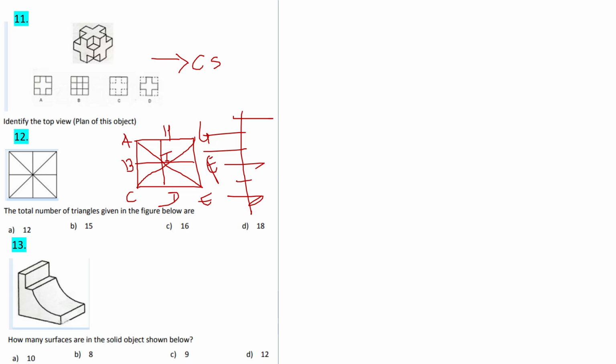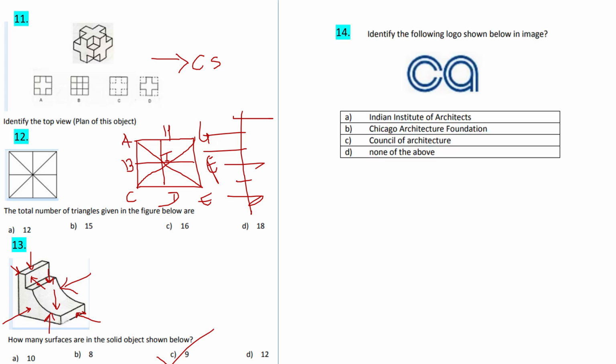If we look at this surface, we have 1, then from here 2, 3, 4, then 5, 6, 7, 8 and 9. So the answer is C.